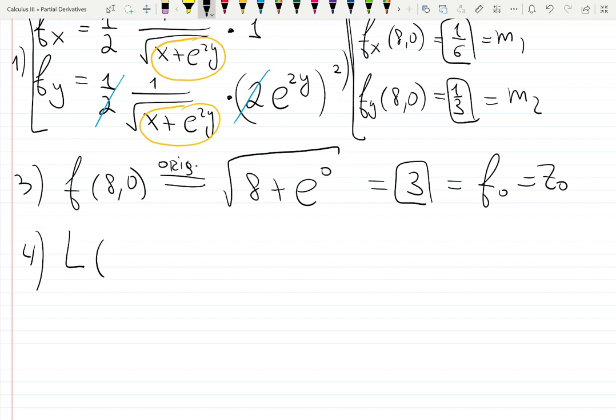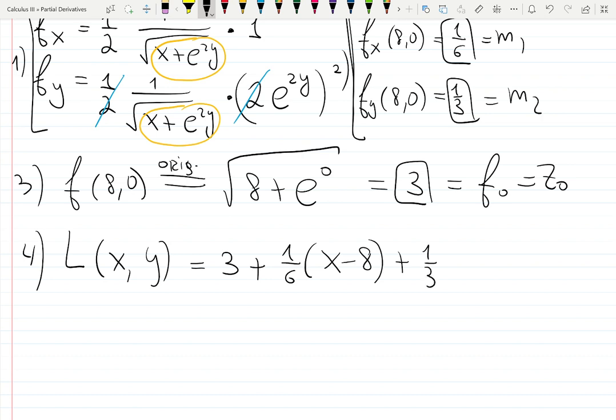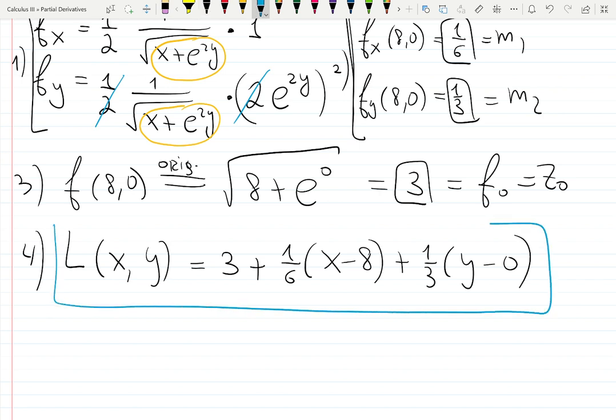L of x and y can be written. That is 3, f of 8, 0, plus slope number 1, 1/6 times x minus 8, plus slope number 2, 1/3 times y minus 0. That is my tangent plane.